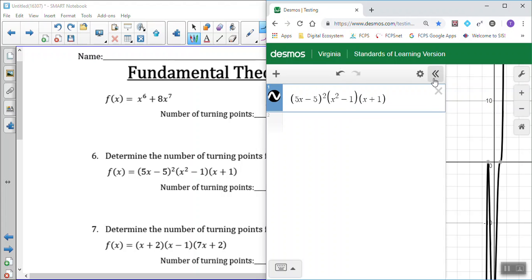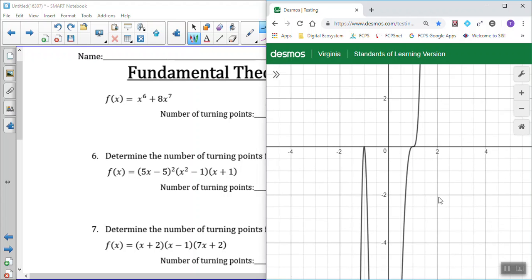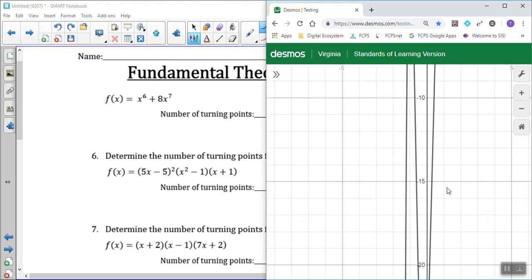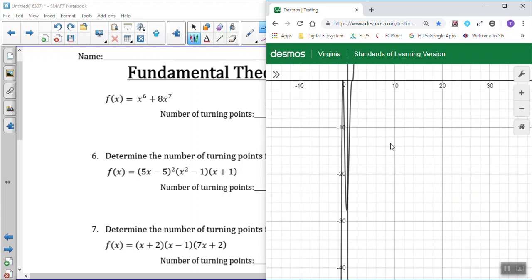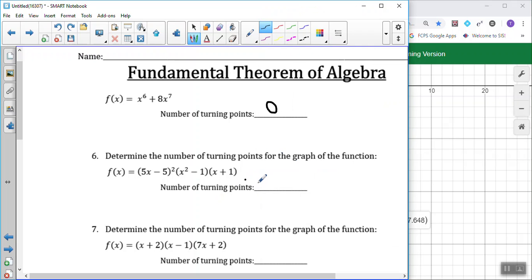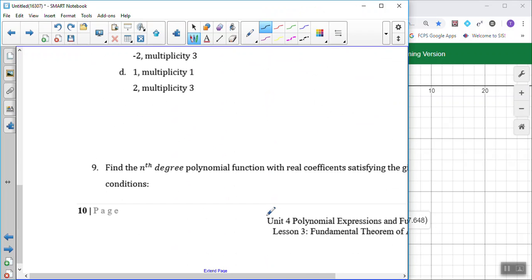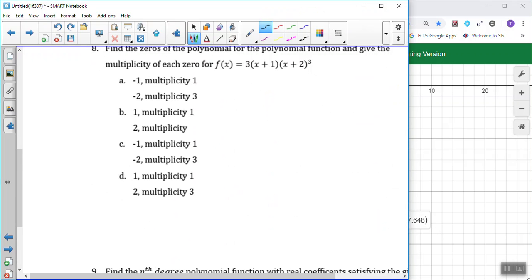Okay, so looking at this function, it looks like there's a turning point here, and then there is no turning point because it keeps increasing, so there's only one. Well, you see one, but don't forget that there's another one here, so if you zoom out, okay, there's a turning point here and here, so 2 turning points right there and right there. So you would say 2 turning points. Okay. Let me know if you have any questions.